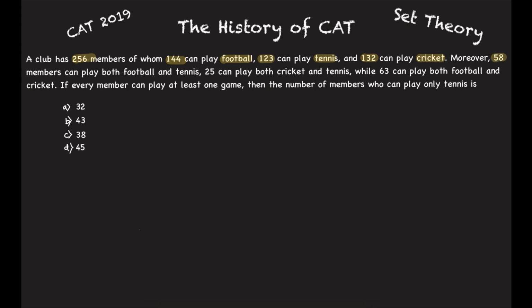Moreover, 58 members can play both football and tennis, 25 can play both cricket and tennis, 63 can play both football and cricket. If every member can play at least one game, which means all the 256 are playing at least one game, there is no such person left out of this 256 who's not playing any game. Then the number of members who can play only tennis is... Okay, so that is what is being asked.